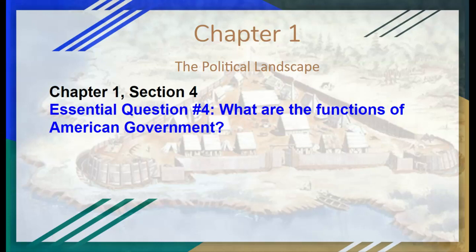This is your Chapter 1, Section 4 presentation, and in this section we're taking a look at the question, what are the functions of the American government? Obviously, this is a question that's so broad it's going to be intertwined in the curriculum throughout the year, but we begin with a broad overview in Chapter 1 because it's just trying to give you the landscape, as it were, of American government.